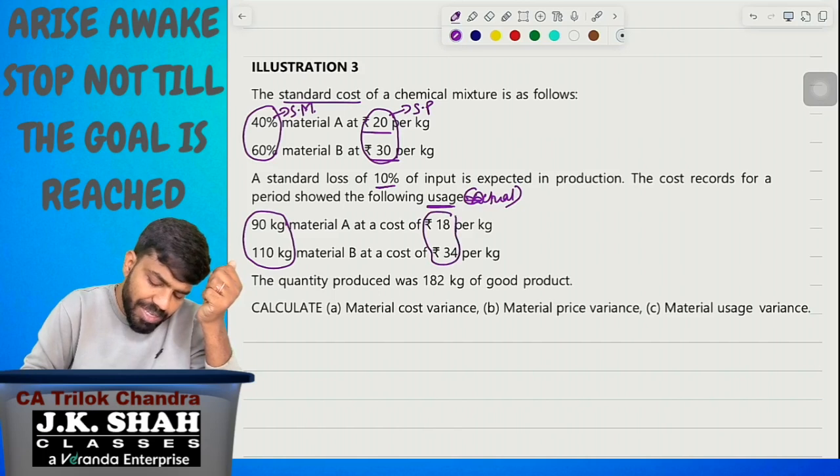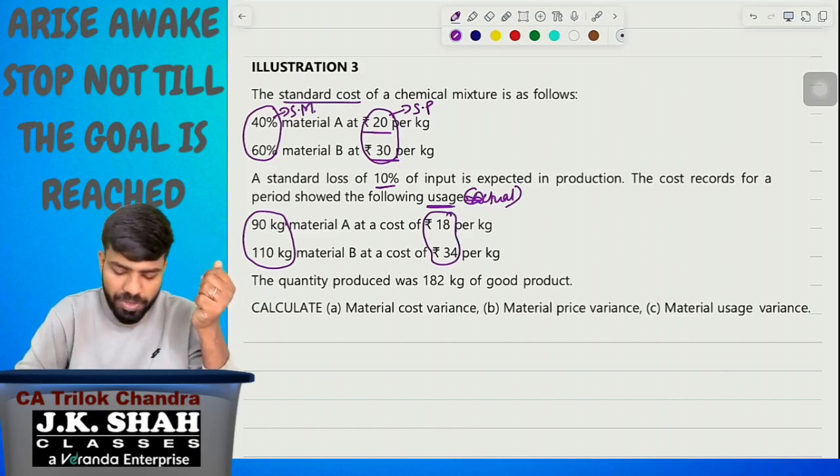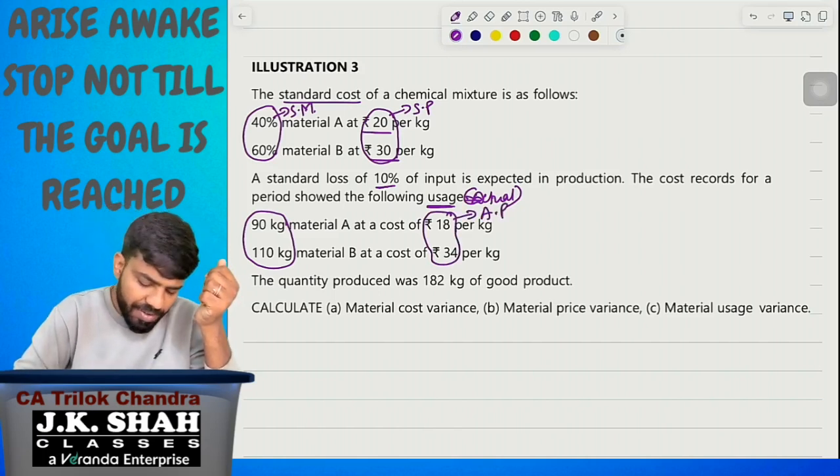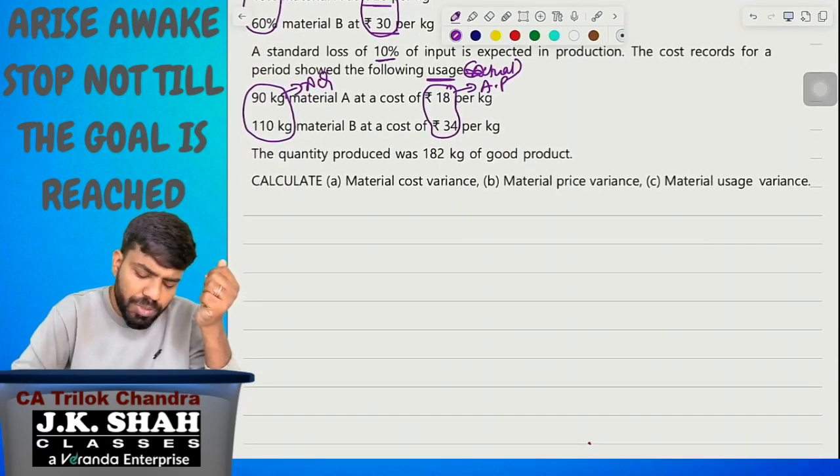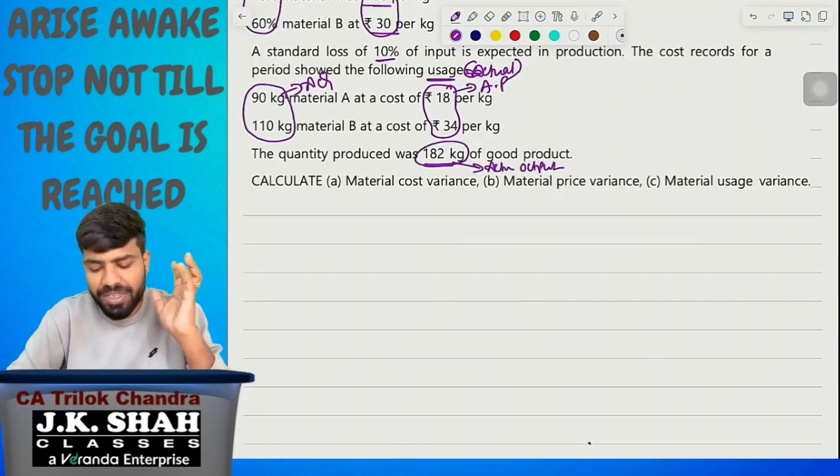What is the actual price of B? 34 rupees per kg. So they have given the actual price and the actual quantity, AQ and AP. Now, the quantity produced was 182 kgs of good product. So this is the output, the actual output. This is the information given.